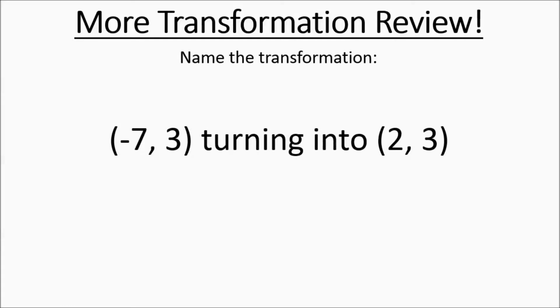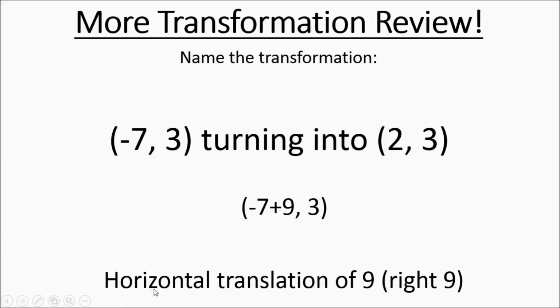Negative 7, 3 turning into 2, 3. Well, the 3 stayed exactly where it is, and the negative 7 turned into a 2. The only really thing you could be doing here is adding something to the negative 7. You'd be adding a 9 to it to get to that 2. So if you're adding to the x value, you're moving it right 9 places. A horizontal translation of 9, or just right 9. Be aware that right 9 and horizontal translation of 9 mean the same thing. Horizontal dealing with side-to-side coordinates.